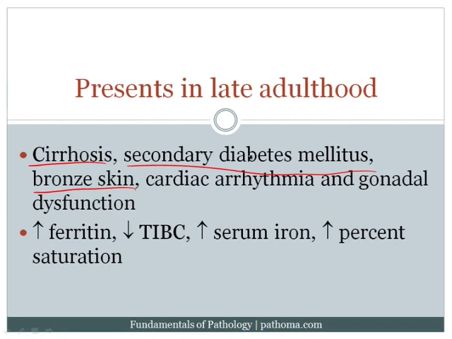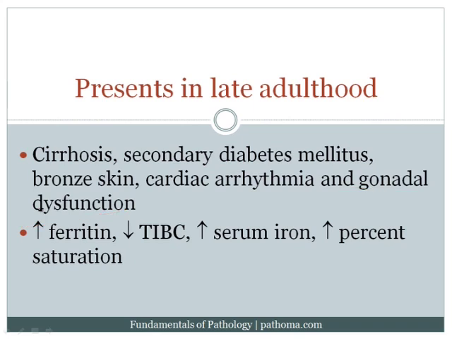This is also called bronze diabetes because the pancreas has a bronze color on gross exam. And then you get bronzing of the skin because iron can deposit in the skin. Additional findings are cardiac arrhythmia if the iron deposits in the heart, and gonadal dysfunction because iron can also deposit within the testicle, resulting in testicular atrophy.